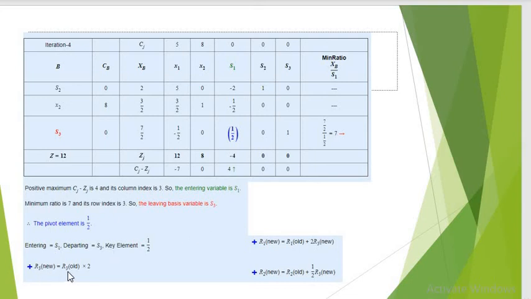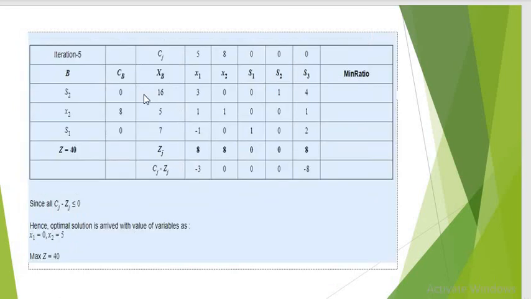Then new R3 equal to old R3 into 2, new R1 equal to old R1 plus 2 times new R3, and new R2 equal to old R2 plus 1 by 2 into new R3. Based on these elementary row operations, we can form the next table. Then the fifth table is shown here, and the basic variables are s2, x2, s1. The corresponding coefficients are shown here. And we can see that the net values are less than or equal to 0.